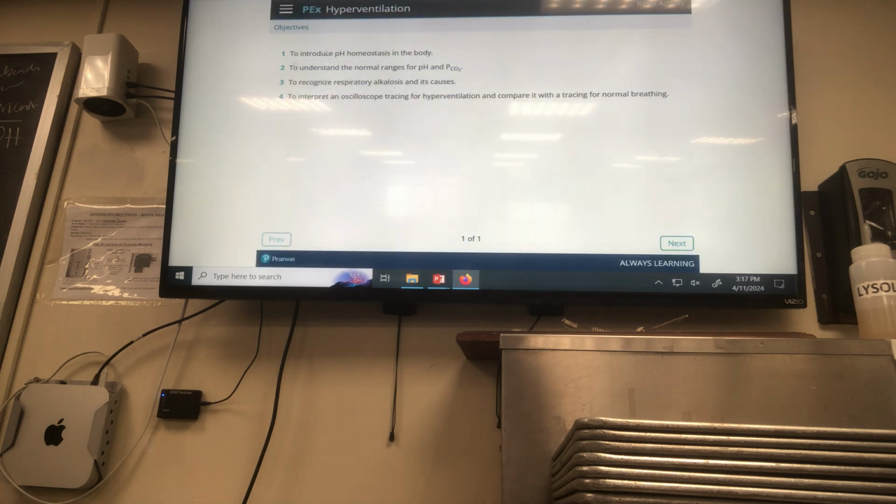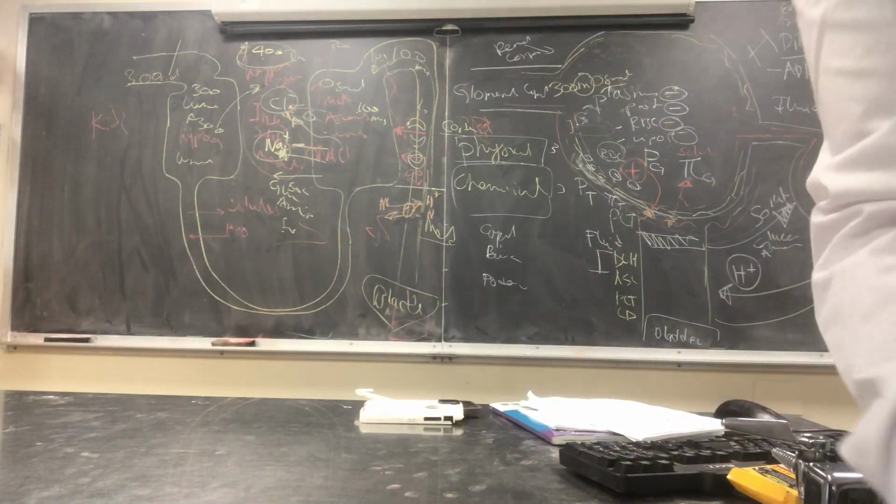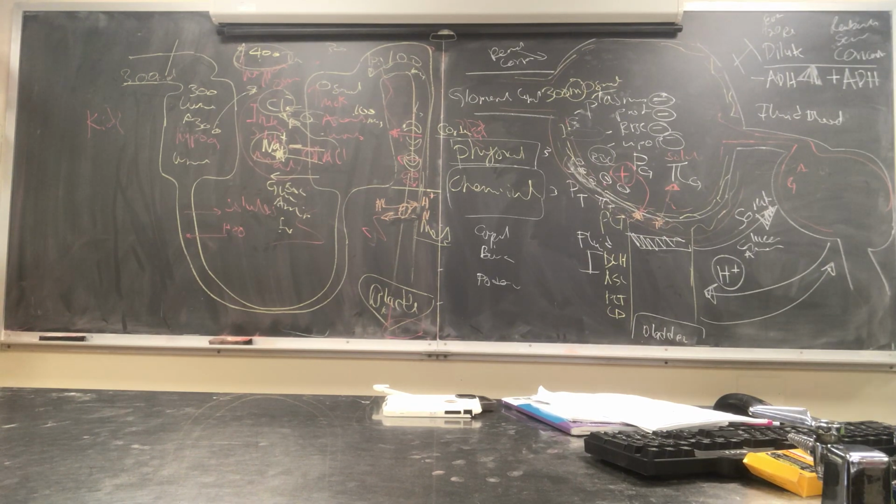Okay, so let's do hyperventilation. In hyperventilation, our objective is to introduce pH homeostasis in the body and to understand the normal ranges for pH and the partial pressure of carbon dioxide, to recognize respiratory alkalosis and its causes, and to interpret the oscilloscope tracing for hyperventilation and compare it with a tracing for normal breathing. I remembered a couple of things regarding acid base analysis. Hyperventilation, the first activity.